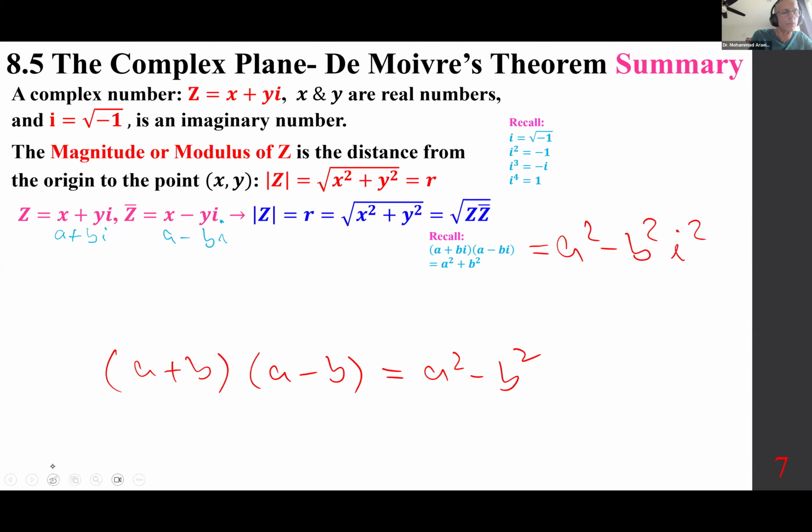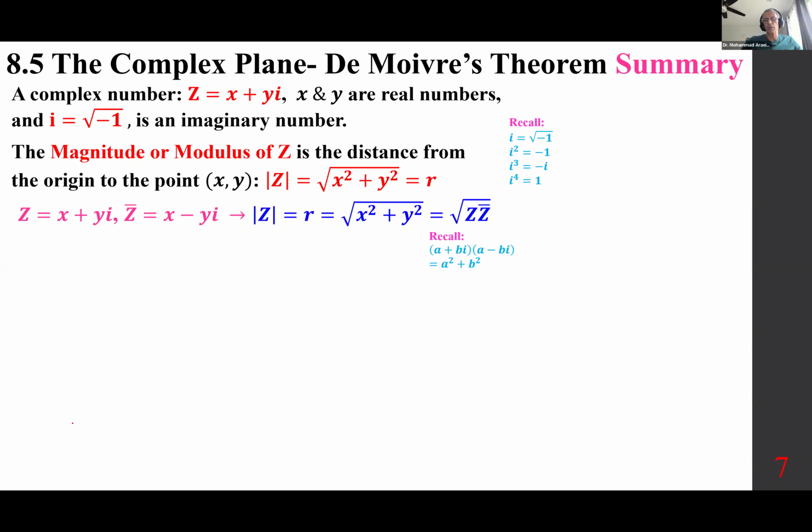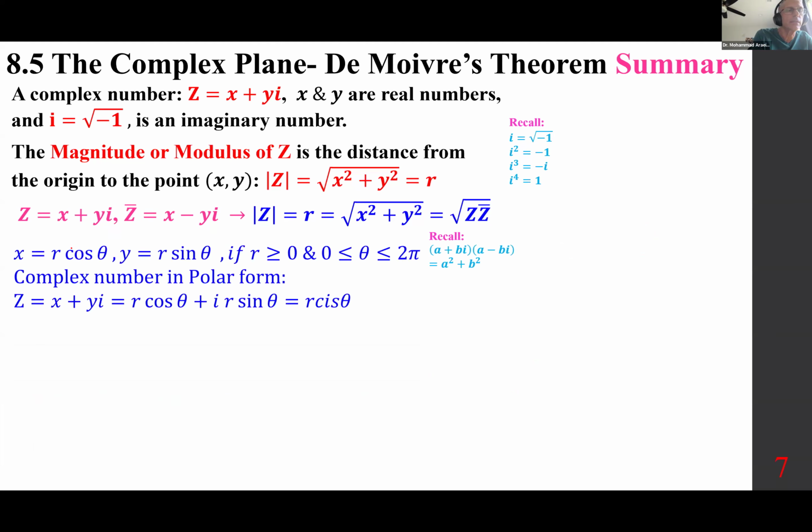I'm going to erase my work so we can continue. We are looking at the summary of the section. So we said x equals r cosine theta, y equals r sine theta. If r is greater than or equal to 0, theta is between 0 and 2 pi. We have the complex number in polar format, z equals x plus yi, r cosine theta plus i r sine theta. Now the shorthand notation is r cis theta, c stands for cosine, i of course is i, and s stands for sine. R cis theta, that's another way of writing it.